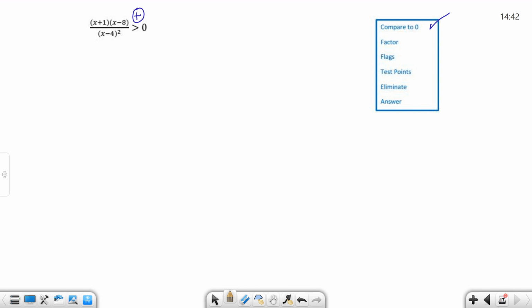Also, this thing is factored, right? I have this factored and this factored and this factored. Even though it's to a square, that's okay. It's still factored. So the factoring part's already done, so I can move straight into the flags.